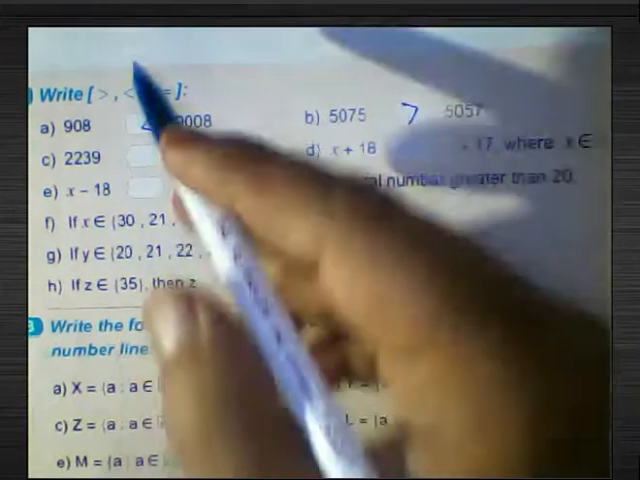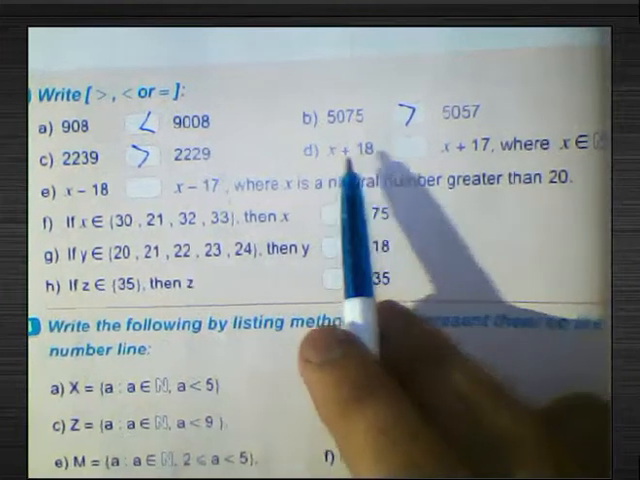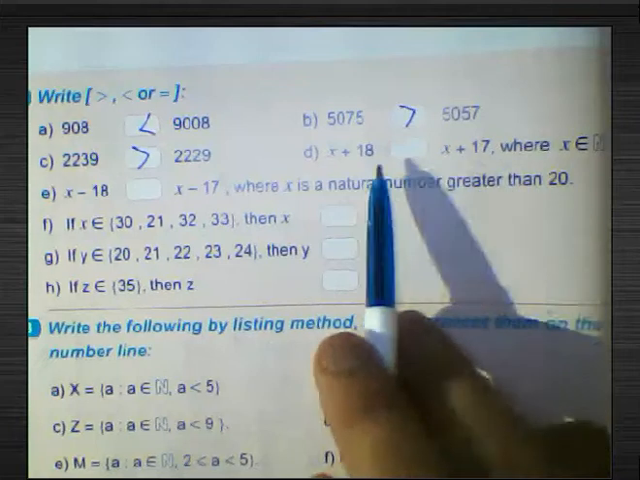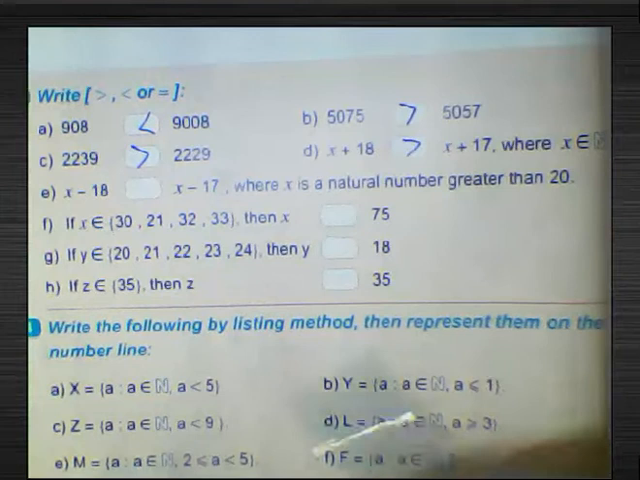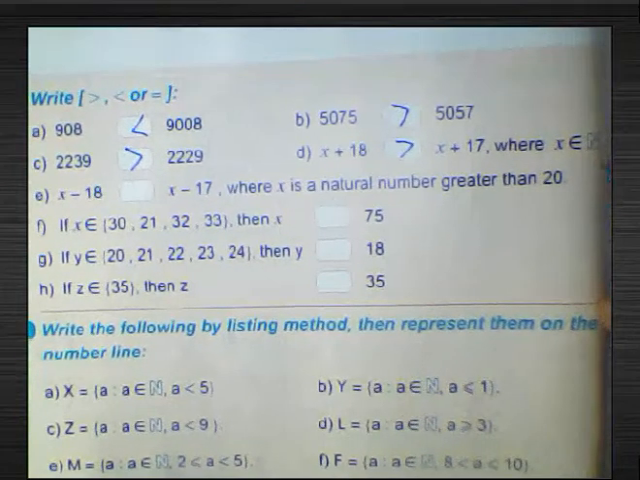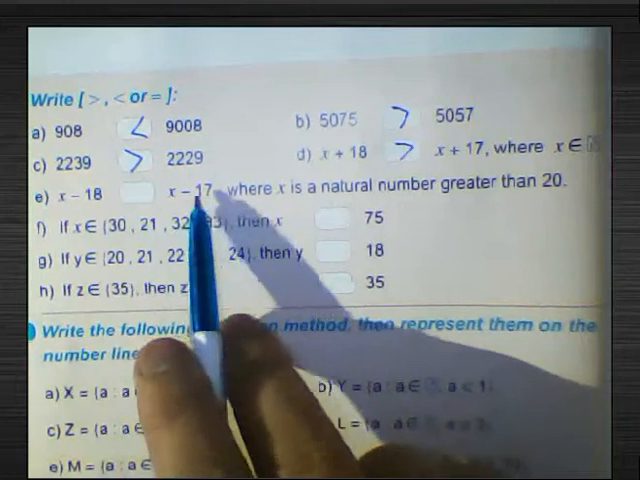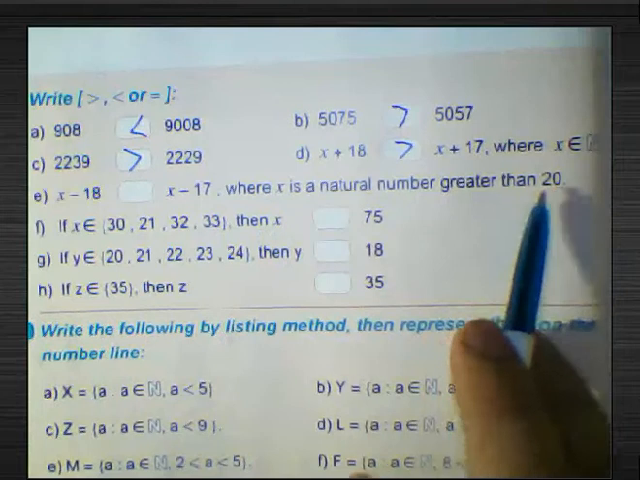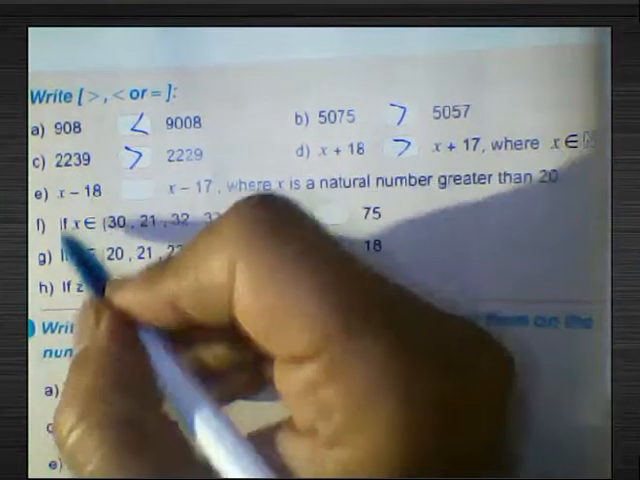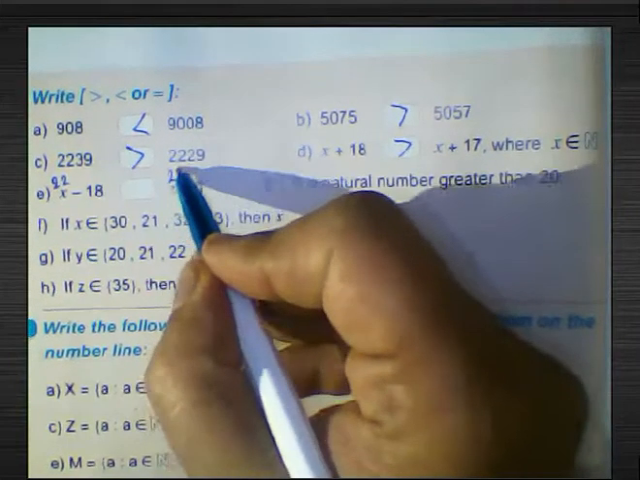Right, this sign, because it was greatest. X plus 18, x plus 17, which is more? X plus 18 is more, because x is a natural number. X subtract 18, x subtract 17. X is a natural number greater than 20. You can put here any number more than 20, such as 22, and x will be 22.